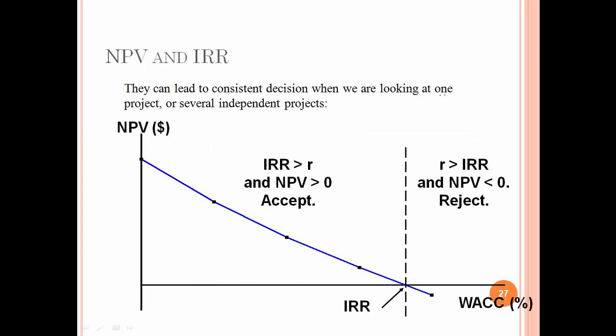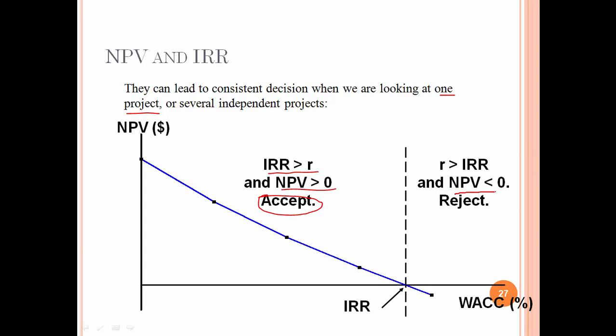So if we are looking at just one project or several independent projects, remember for independent projects, you just have to look at the projects one by one independently, right? So in that case, NPV and IRR can lead to consistent decisions, which means when NPV is greater than 0, IRR will be greater than the cost of capital, and that's when you want to accept the project.